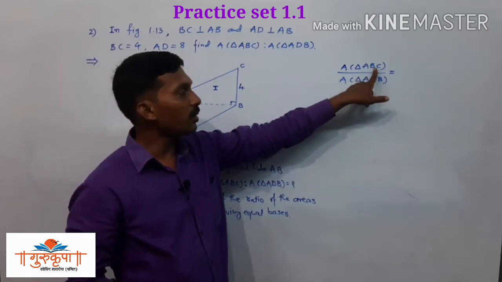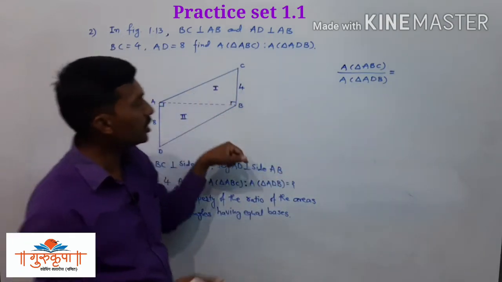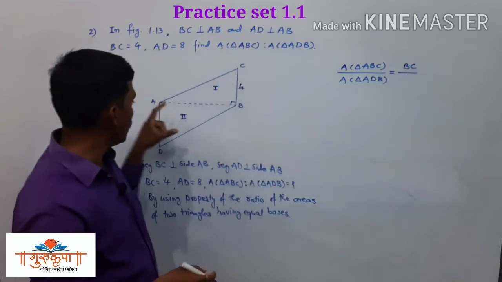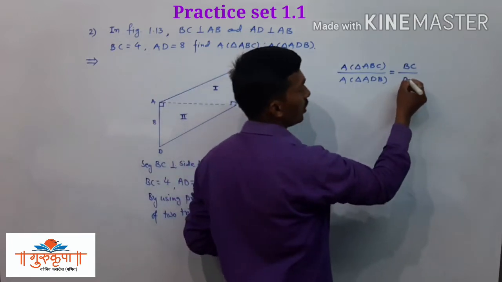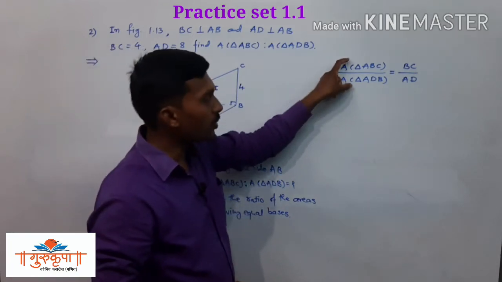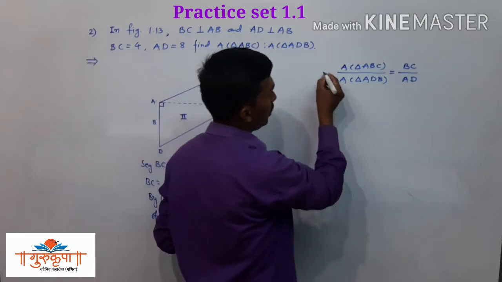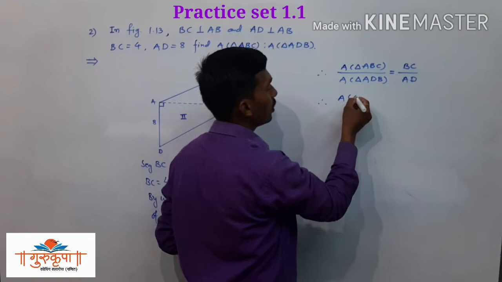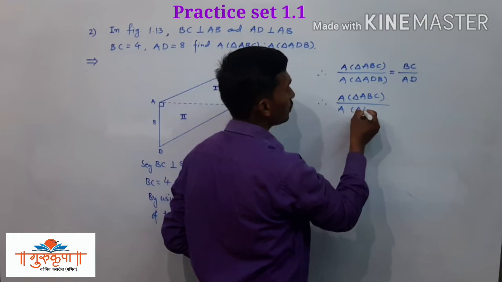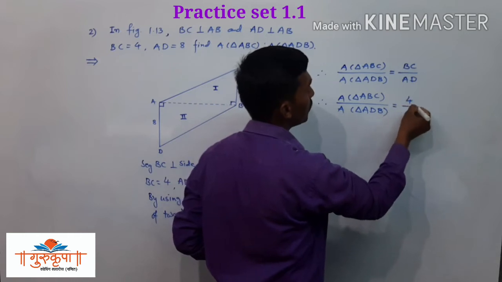Now here, in the numerator we have to write the height of the triangle ABC, that is BC. And in the denominator we have to write the height of the triangle ADB, and that is AD. We write here AD. Now put the values there. We have to find this ratio, and we know both the values BC and AD. So put the values there and get the ratio, that is area of triangle ABC upon area of triangle ADB. It is equal to, the value of BC is 4 upon the value of AD is 8.